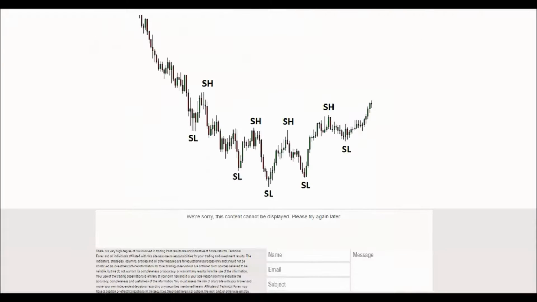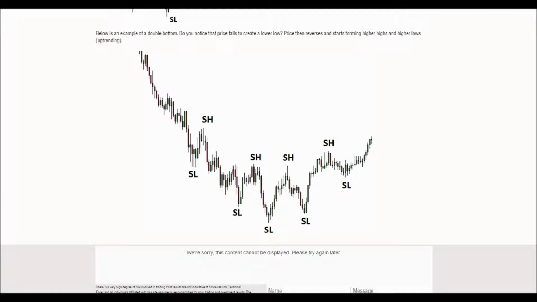And here's a double bottom. Same sort of thing. It's very similar actually to an inverted head and shoulders. This could be the head and then the two shoulders, but you could also look at it as a double bottom. So one push, two push, and then we reverse. We fail to push lower.